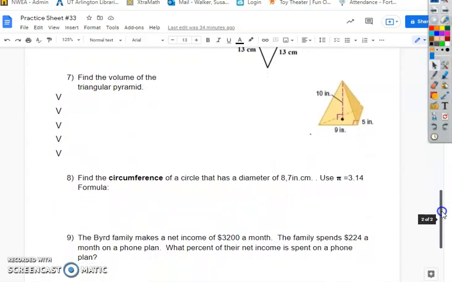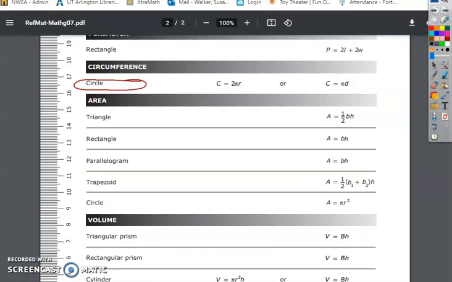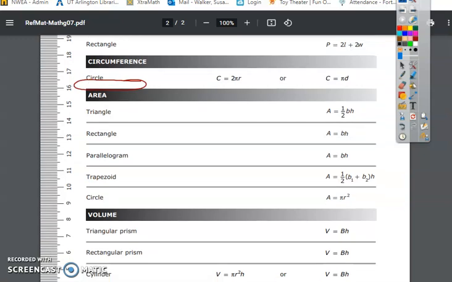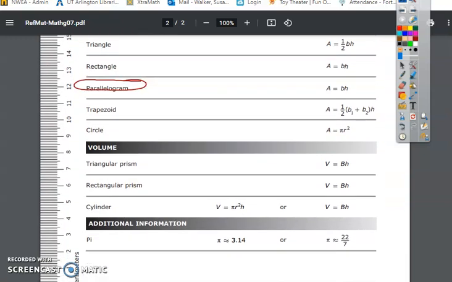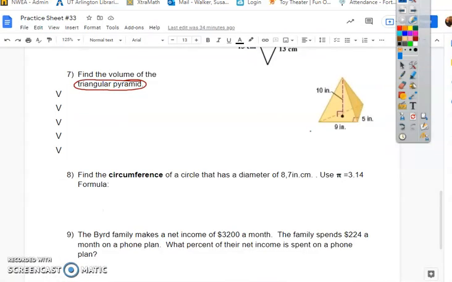Okay, so number 7 says, find the volume of the triangular pyramid. So it tells us, remember we've talked about this, how we name it, but it's here. So I don't have to name it, it's right there, okay? Triangular pyramid, I want volume. And it doesn't have pyramid on here. So if you remember, I think I pulled up the wrong one.